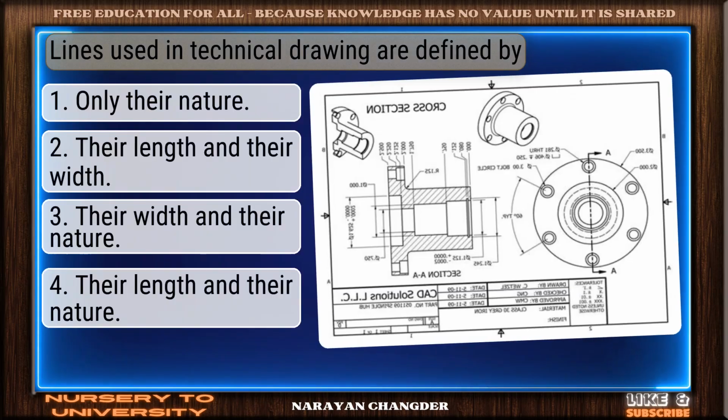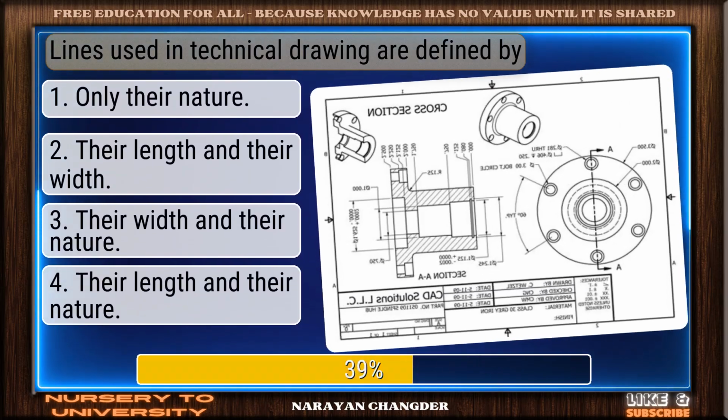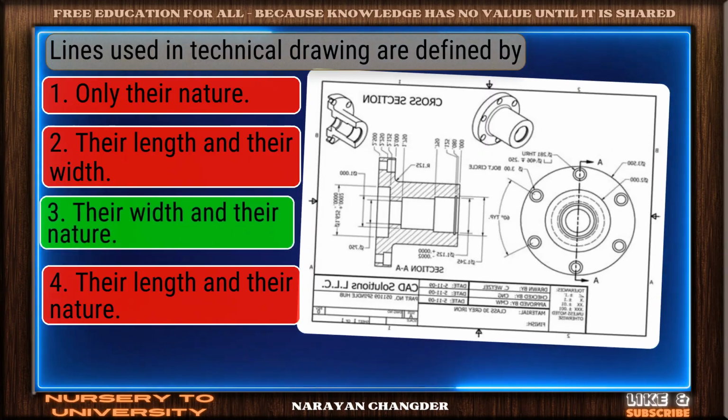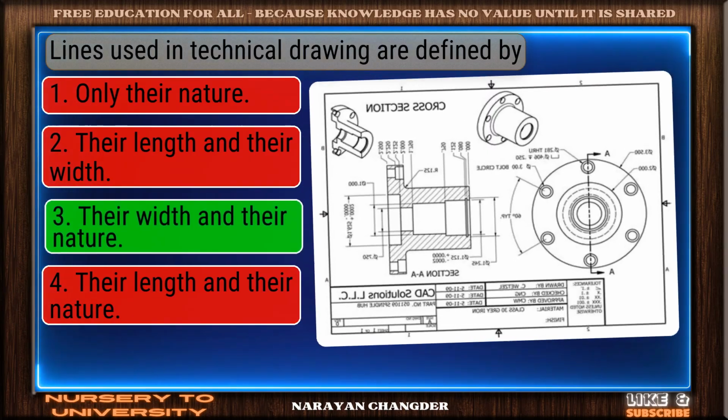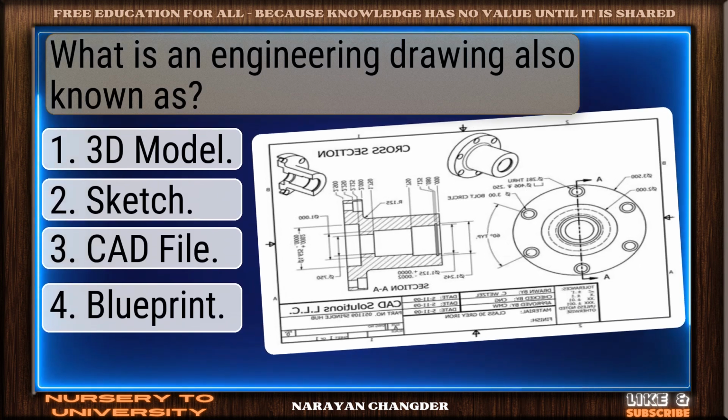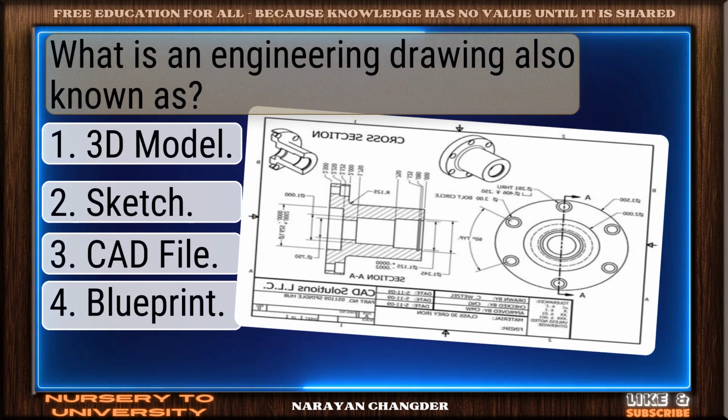Lines used in technical drawing are defined by. Correct response. Their width and their nature is the most accurate answer. What is an engineering drawing also known as?